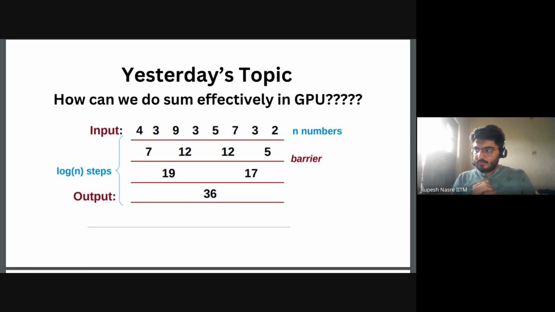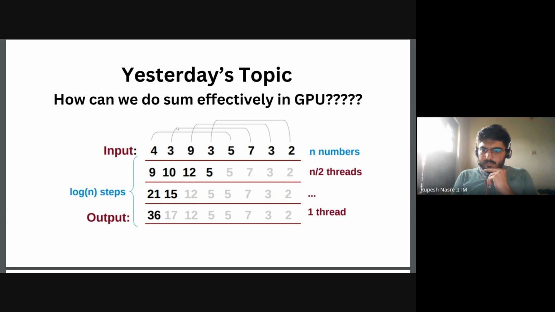But I want you to tell me what each thread should do in each iteration. So let's make the problem simpler. Suppose this is an array. So 4 will be added with 3 to get 7, 9 and 3 will be summed, 3 and 2 will be summed. Now 9 and 12 will be summed, 10 and 5 will be summed. Now these 21 and 15 will be summed. Can you tell me what each thread should do in each iteration?